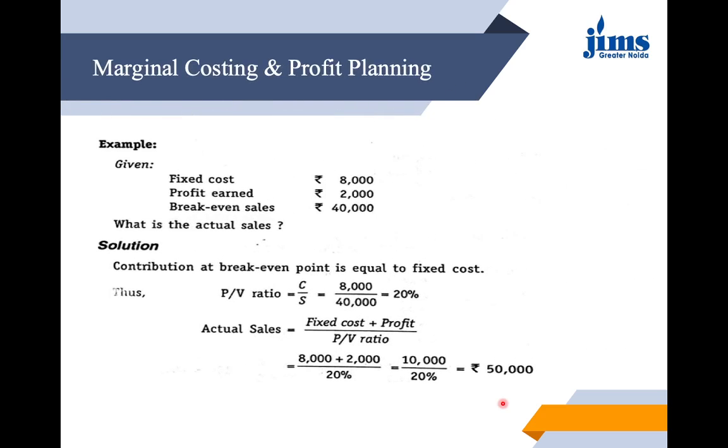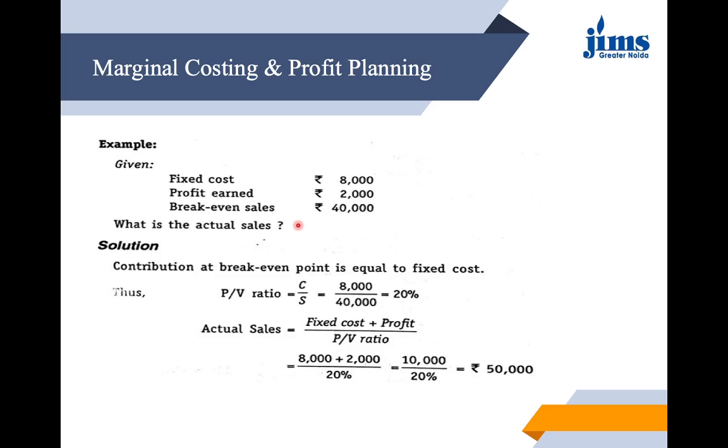Let us see more examples. Fixed cost suppose is 8,000, profit earned is 2,000, break-even sales is 40,000. So we need to find out the actual sales. From here we can have a look that contribution at break-even point is equal to fixed cost. We know that very well. We can consider the formula of PV ratio, that is contribution upon the sales, and we are having the amount as 8,000 because fixed cost we are using. So 8,000 upon the sales, that is 40,000. So PV ratio is coming out as 20% at this level.